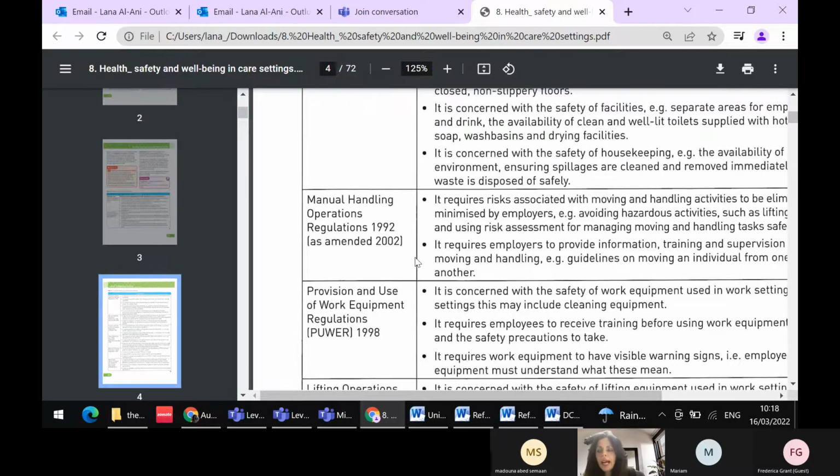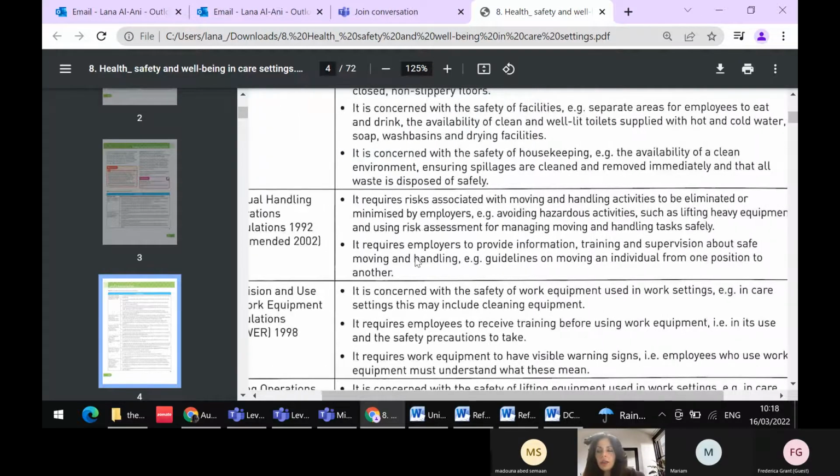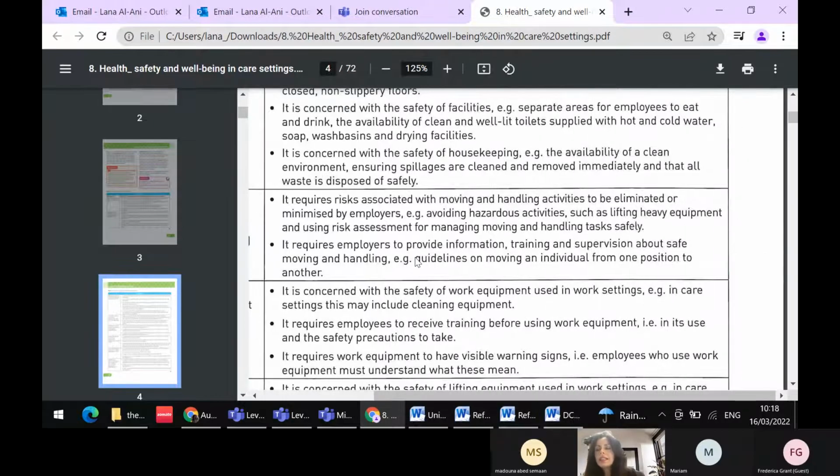We have also the Manual Handling Operations Regulations 1992. What's it all about? It requires risk to be assessed with moving and handling activities, so we can minimize the risk. For example, for the employers to avoid hazardous activities, so they don't lift heavy items without training on manual handling. Why? Because they might hurt their back. They might not hold it very well and then they break the item.